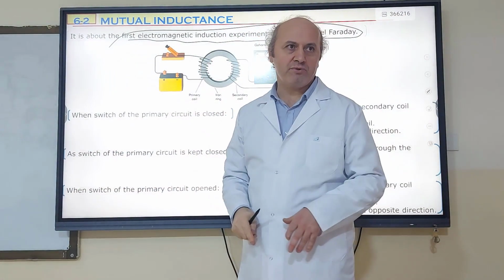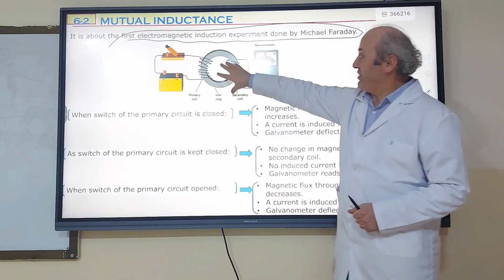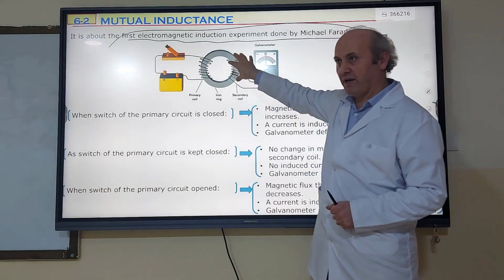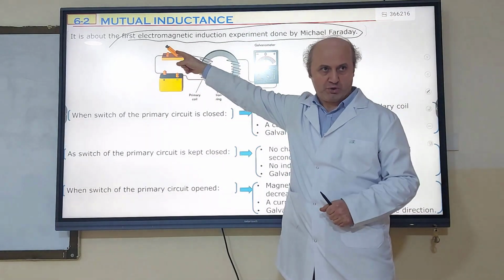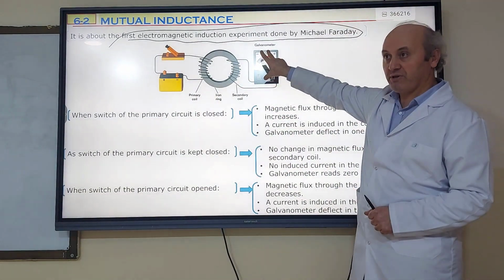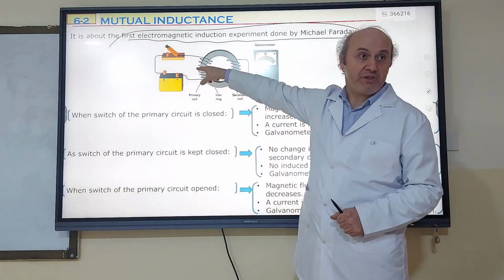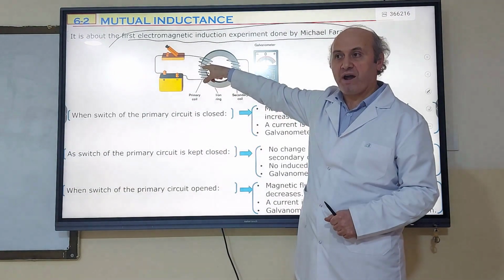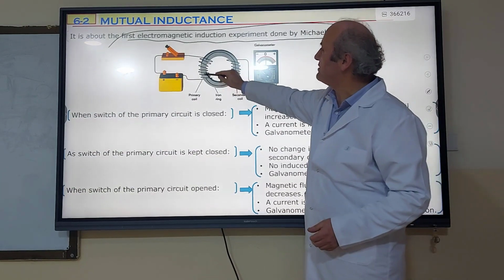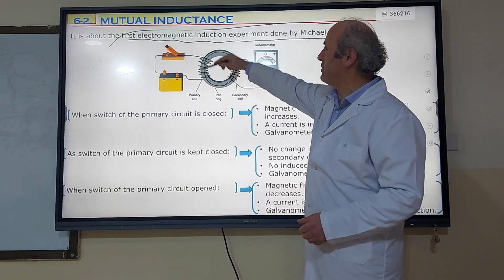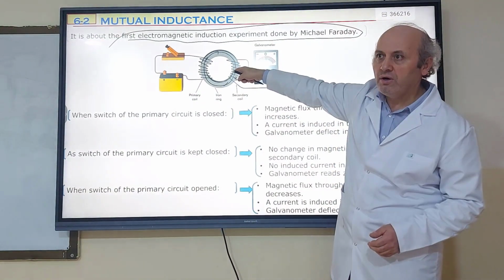What was the experiment about? There were two coils which are not electrically connected. There's an iron ring, and around the iron ring these coils are located. One coil is attached to a battery, which is called the primary coil, and there's a switch to control the circuit. The other coil is connected to a galvanometer. As we change the electric current in the primary coil, the magnetic field in the primary coil changes. The iron core guides the magnetic field lines, making them circulate on this iron ring, and then the magnetic flux through the secondary coil also changes.